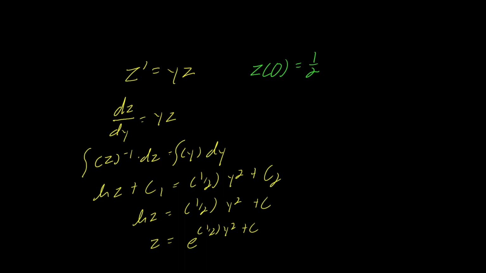Now, if we were tasked with finding a particular solution, we would simply plug in y at 0 and z at 1/2. So it would look like the following, where 1/2 is equal to e to the given power. From here, we would have to solve for c. So our y is 0, so 0 squared is still 0, and anything times 0 is 0. As a result, we get 1/2 is equal to e to the power of c.